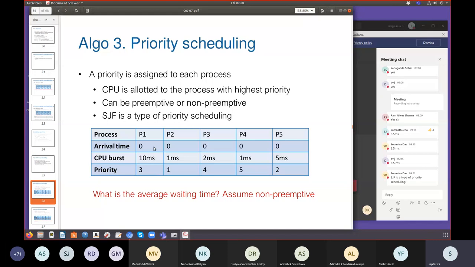Okay, so here is another example. Again, for simplicity, we have assumed that all the processes come at the same time t equal to 0. However, now the difference is that every process comes with a priority. The lesser the number, the higher the priority.